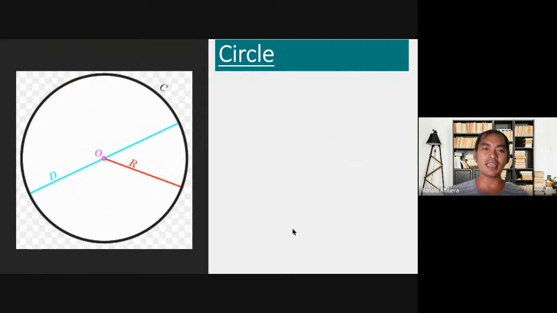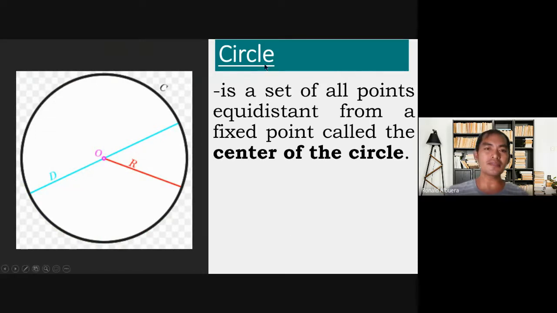Okay, so the main parts of the circle, we have the radius, itong kulay pula, the center represented by point O, the diameter, represented by green, the circumference of the circle represented by letter C.